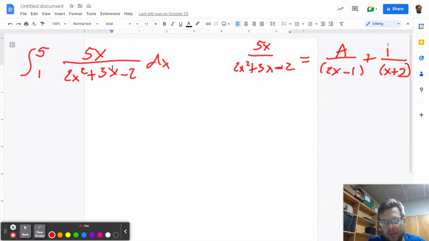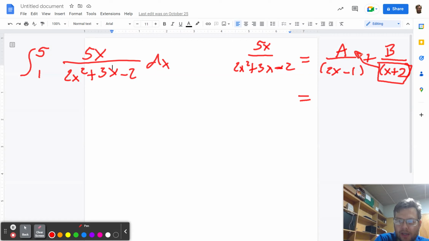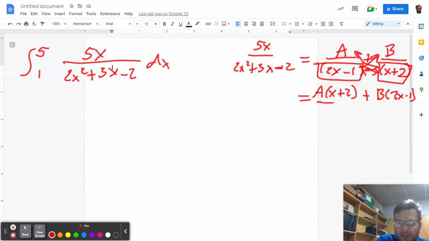the two fractions here. What I want to know is what over 2x minus 1 and what over x plus 2 adds up to 5x over the whole denominator. So I can find a common denominator by just copying and pasting the missing factor like this. So I'm going to multiply by x plus 2 on the top and the bottom. So I have a times x plus 2. And then similarly, I'll just copy and paste this denominator here and here. So I have b times 2x minus 1. And this is all over, now they have the common denominator of 2x minus 1 times x plus 2.